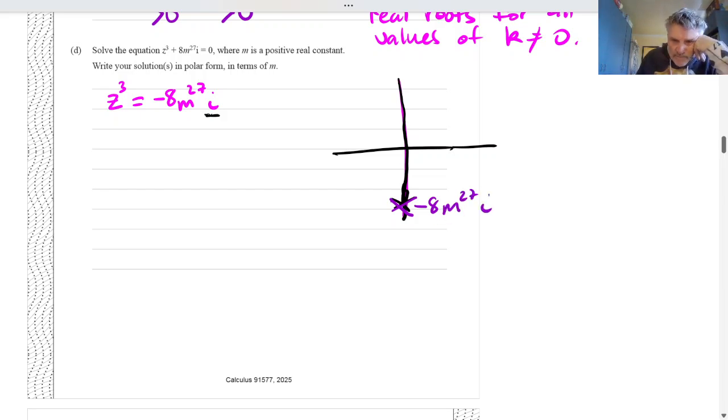We know it's down below the axis because 8's positive and m, we're told in the question, is a positive number. So m to the 27 will be positive. We've got negative that positive number, so we're down here, multiplied by i. That tells us the argument of our complex number is all the way around here. It's 3 right angles, or 3 pi over 2. You could go the other way and get negative pi over 2.